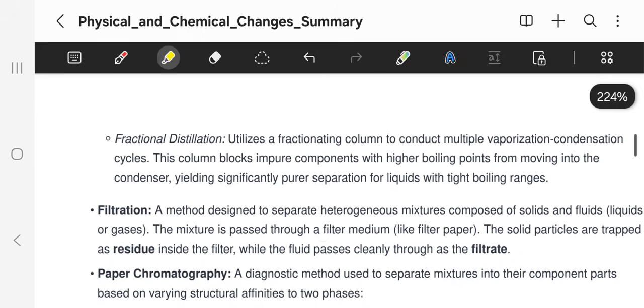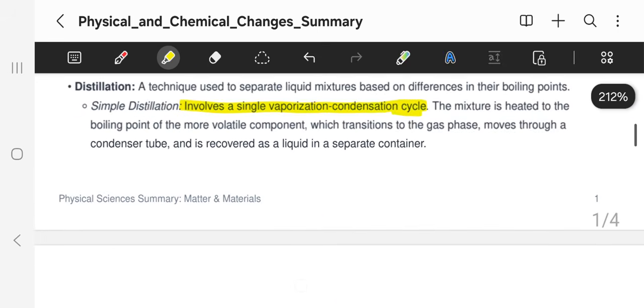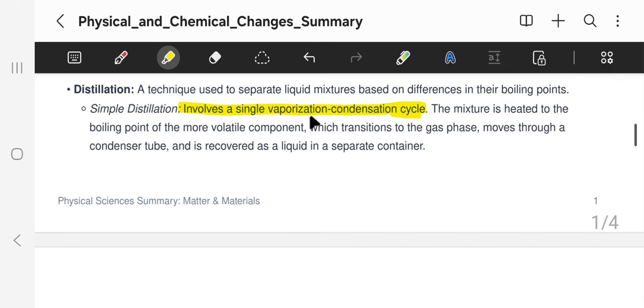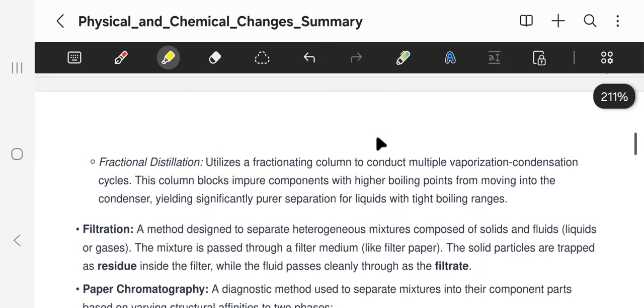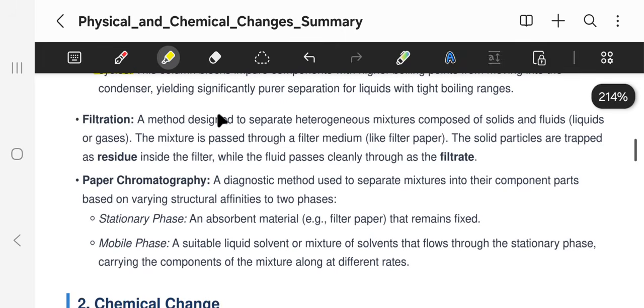Another type of distillation we have is fractional distillation. Fractional distillation utilizes a fractioning column to conduct multiple vaporization condensation cycles. So the difference between simple and fractional distillation is that simple has a single vaporization condensation cycle, whereas fractional distillation has multiple vaporization condensation cycles. I hope you notice that, guys. Those are the differences.